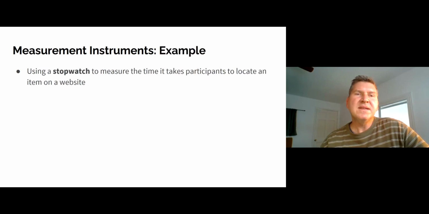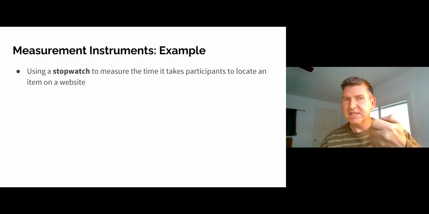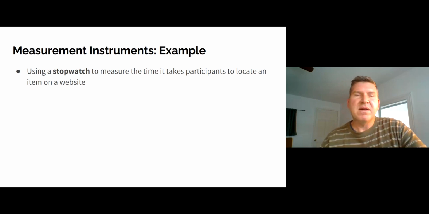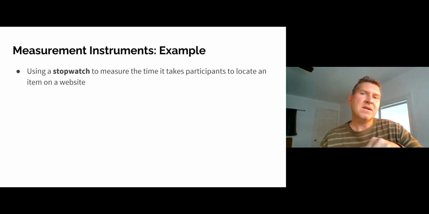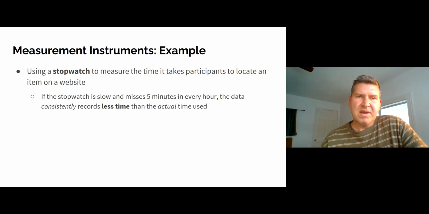So one is using a stopwatch to measure the time it takes for a participant to locate an item on a website. Let's just say we use a stopwatch or we use something on our phone. It takes time between the time the person begins and the time the finger actually hits the device to start it, and also when it stops. And this becomes an unreliable aspect of the measurement.